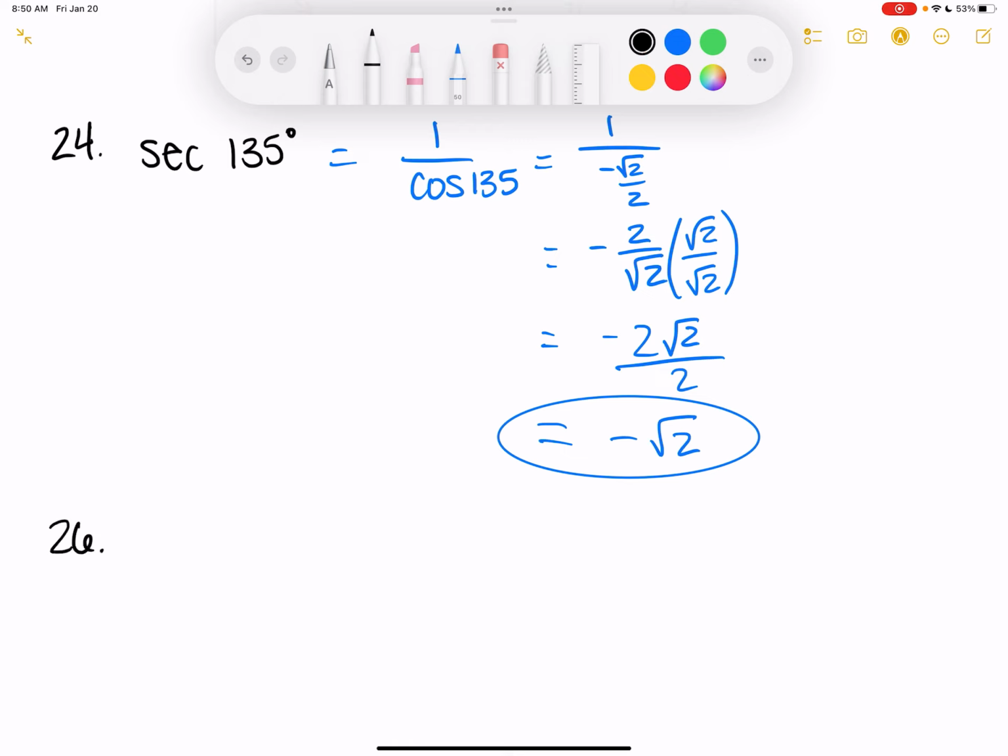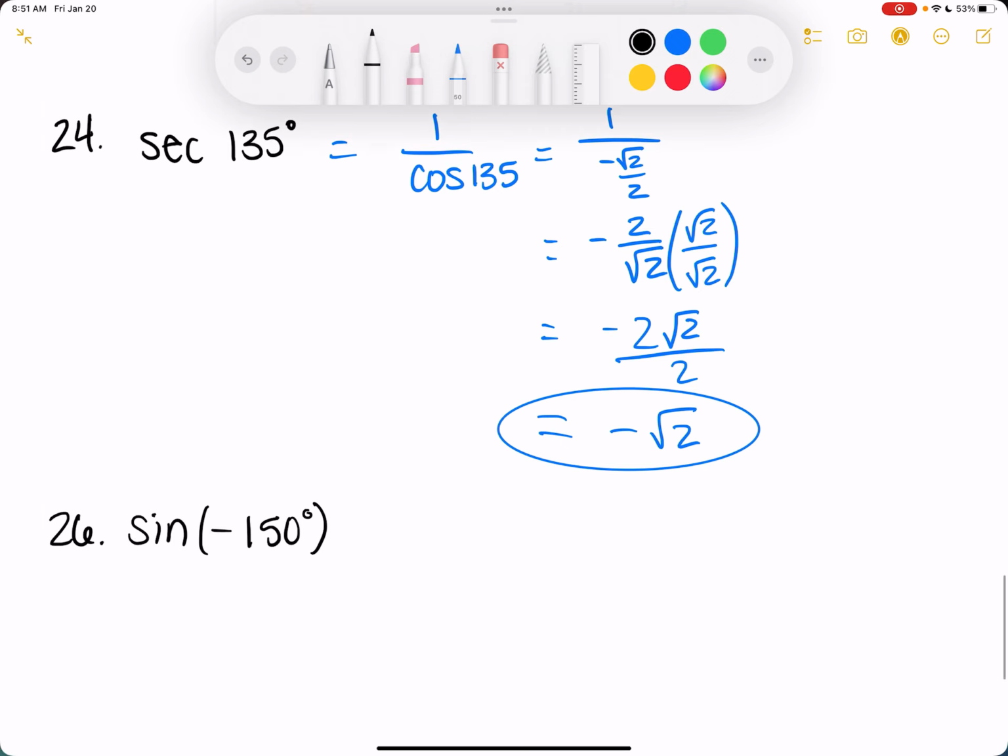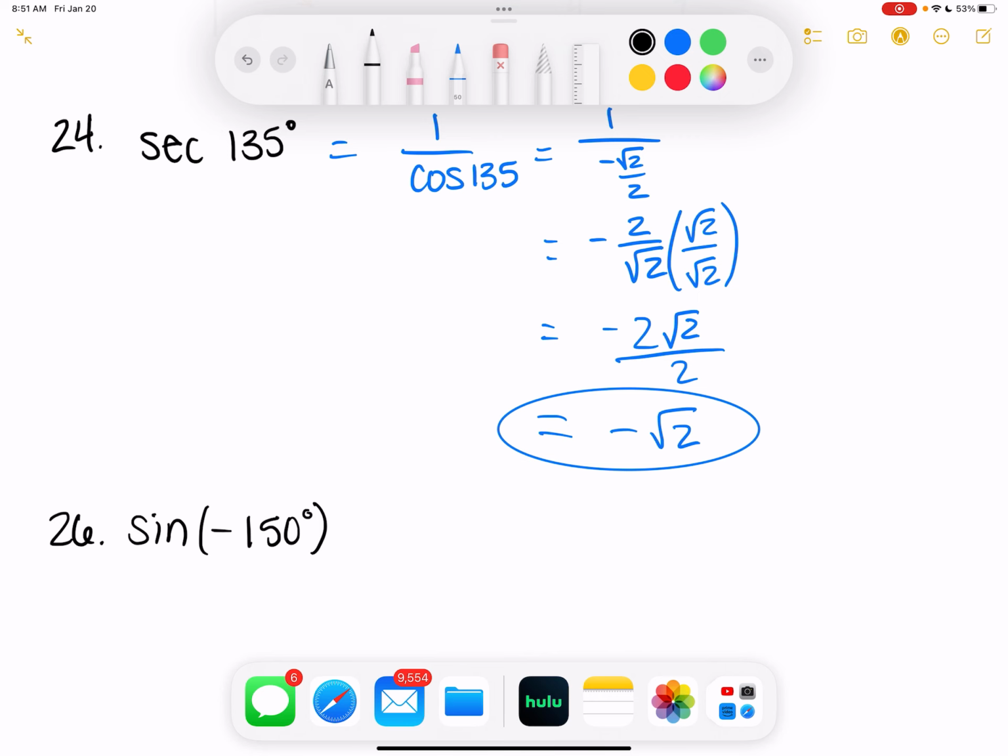26. Sine of negative 150 degrees. So there's two ways you can think about this. Obviously, we don't have negative angles written on our unit circle, and that's okay. You can go around until you find where the negative one is, or you can change it to a positive angle by finding one of its coterminal angles by adding 360. I'm going to show you both ways what it would look like.